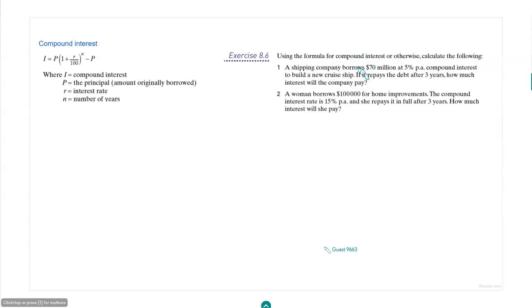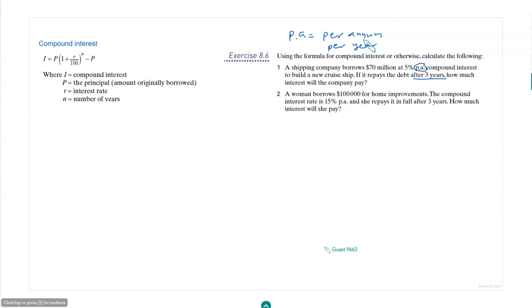A shipping company borrows $70 million at 5%. What is PA? PA is per annum. Per annum means per every year. So the rate is 5% per annum compound interest to build a new cruise ship. If it repays the debt after 3 years, how much interest will the company pay?